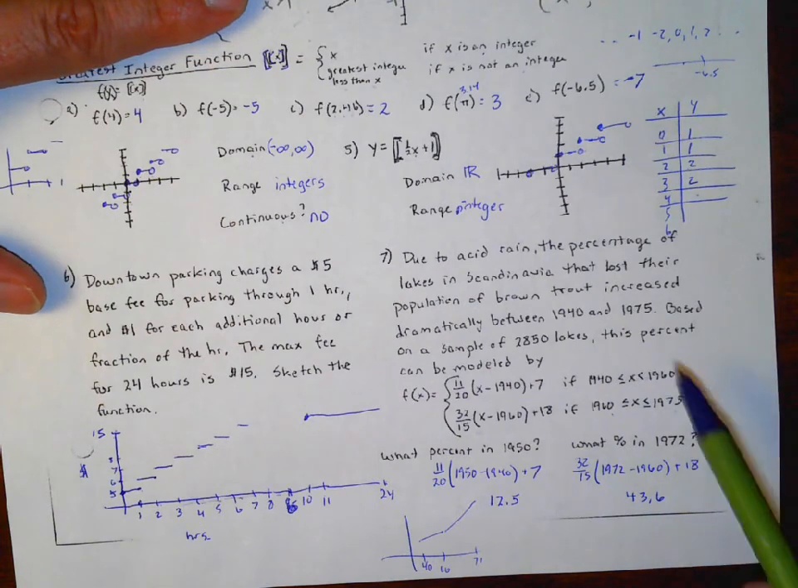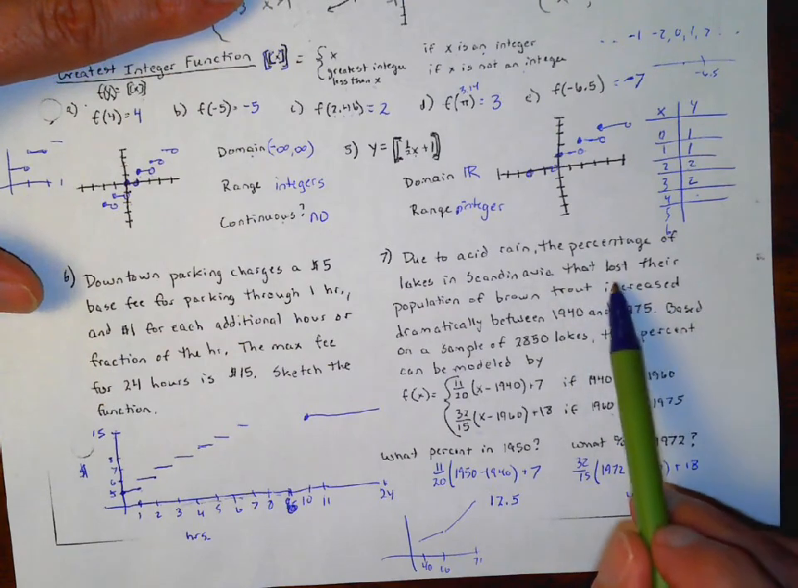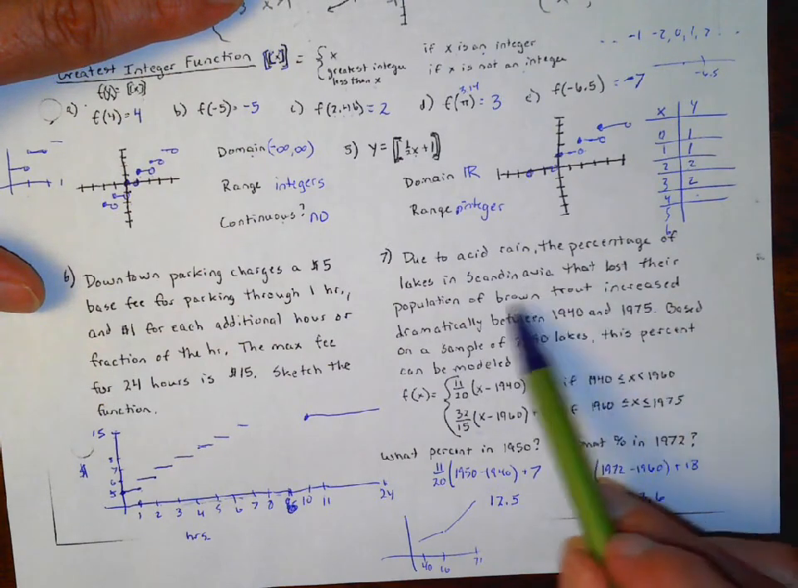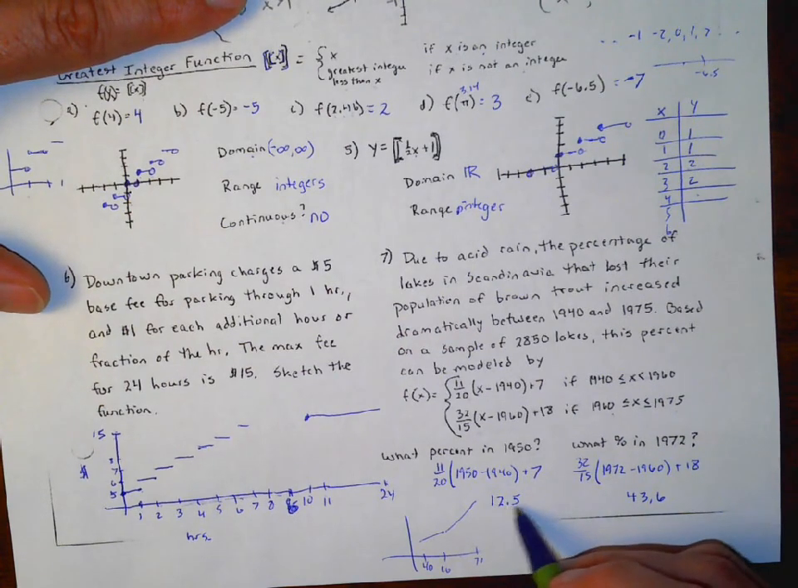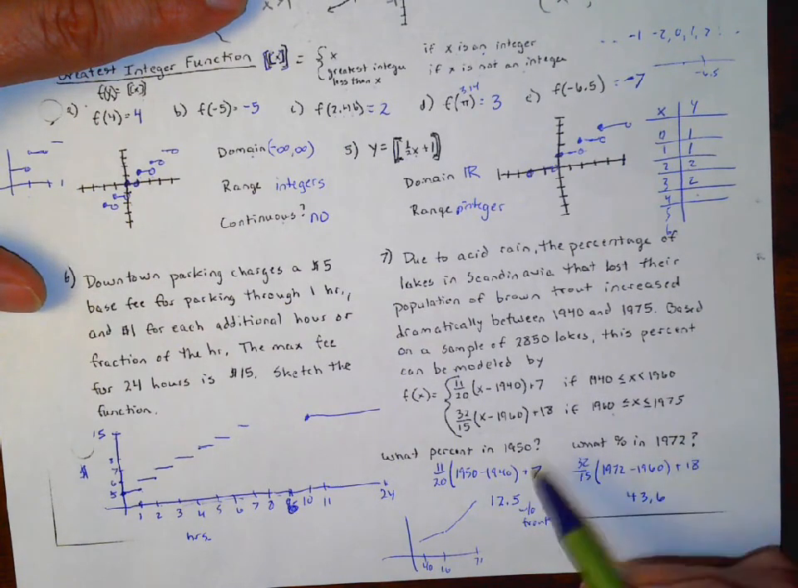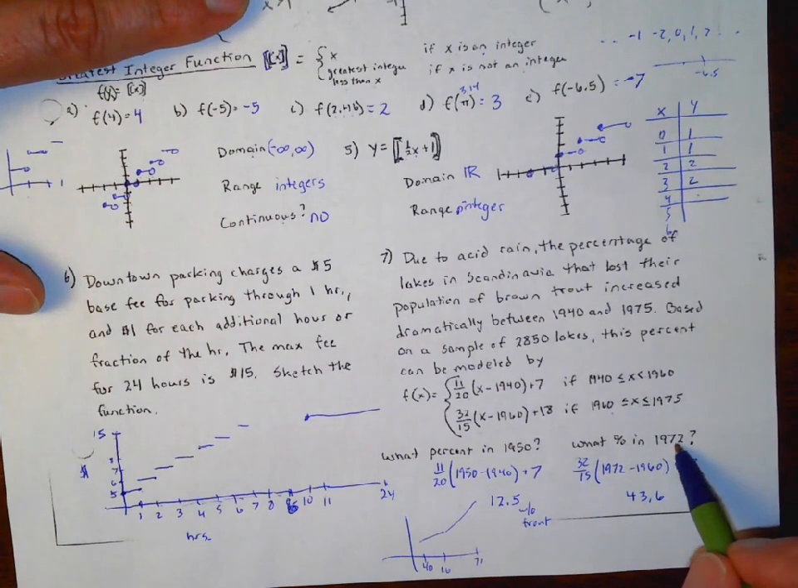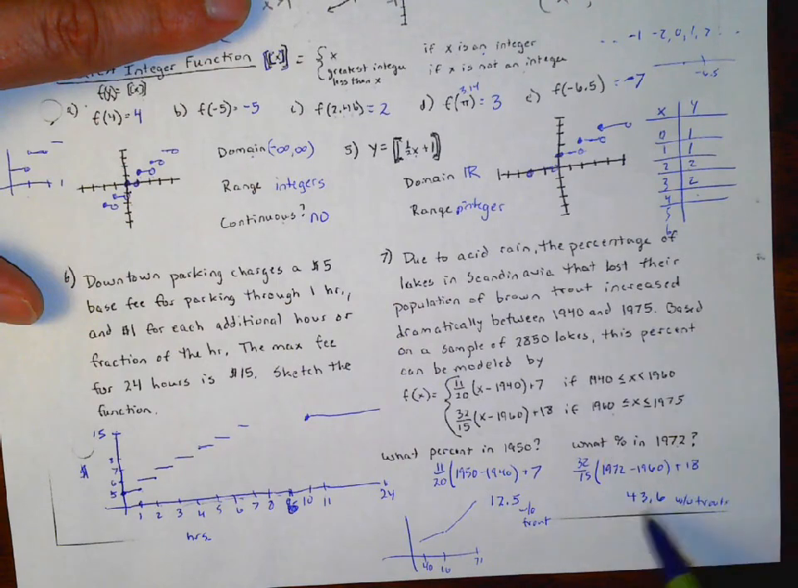And if you read the problem, I didn't do this in the beginning, it's the percent that lost their population. So we had this many lakes without trout in 1950, whereas in 1972, the number of lakes without trout increased quite a bit. So the acid rain had a big impact on the trout within their lakes.